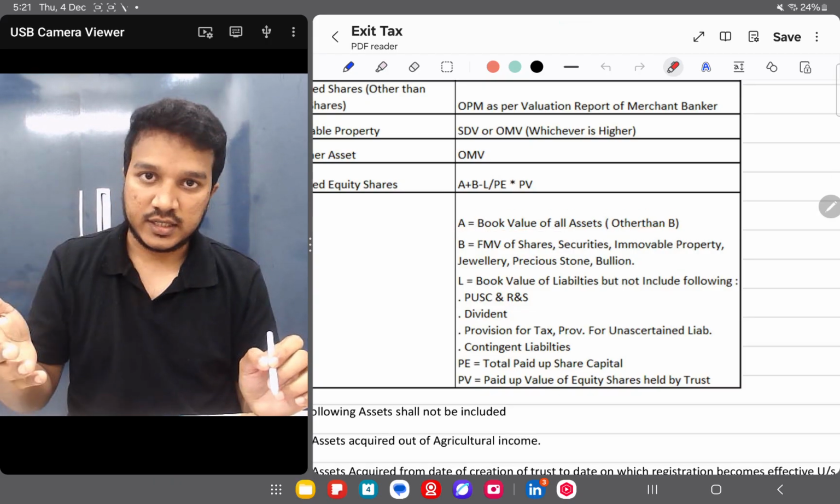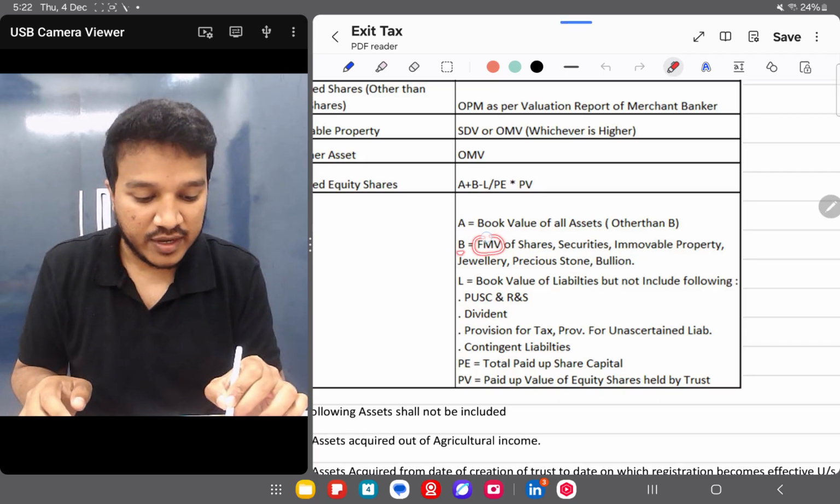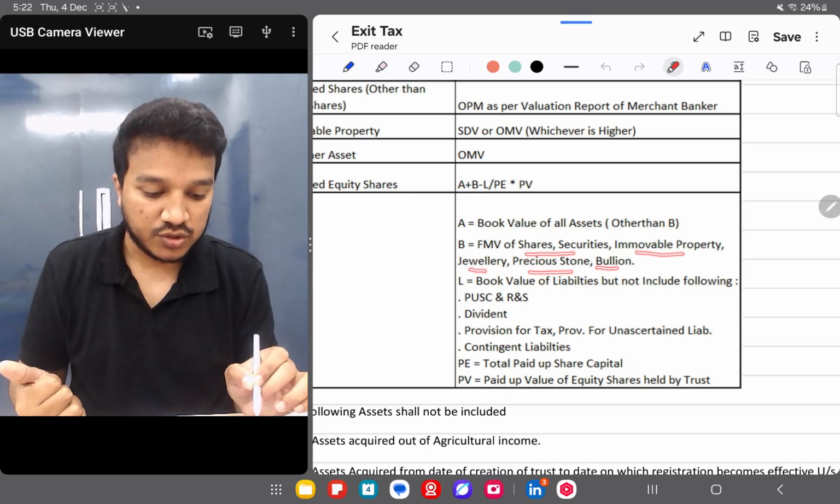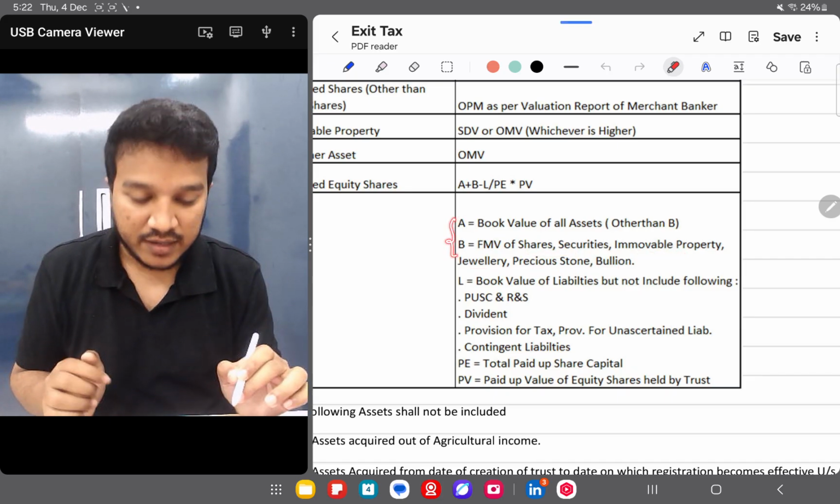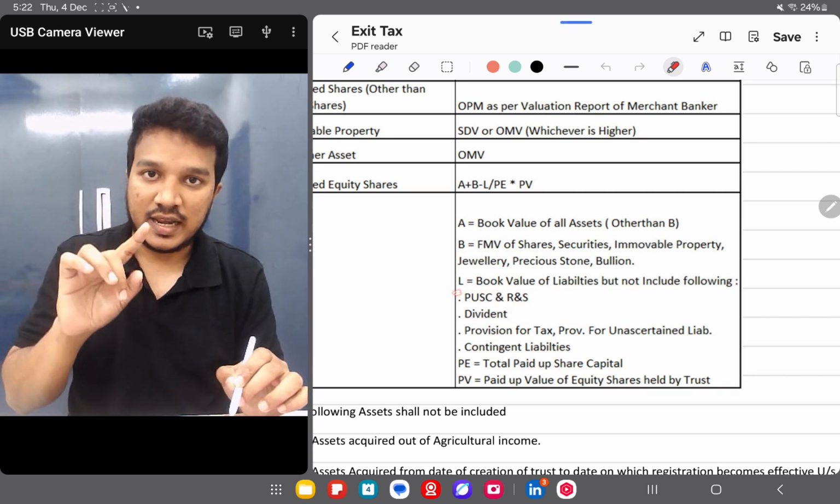B contains some other assets. Few assets are covered in B, for which you should calculate fair market value. What are those assets? Shares and securities, immovable property, jewelry, bullion, precious stone. For these assets, you should calculate fair market value. So here both A and B are about assets. Okay, assets over. Now L talks about liabilities.